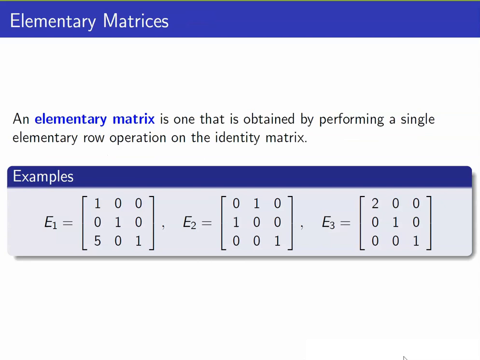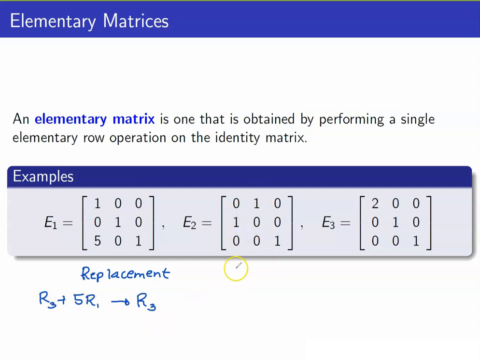Let us first define the meaning of elementary matrices. An elementary matrix is one that is obtained by performing a single elementary row operation on the identity matrix. For example, we have here E1. E1 here was obtained from the identity by replacement. We replaced R3 by adding the original row 3 of the identity with 5 times row 1.